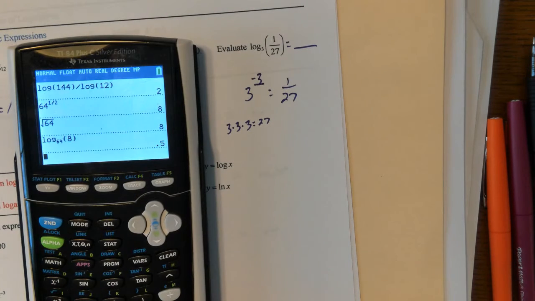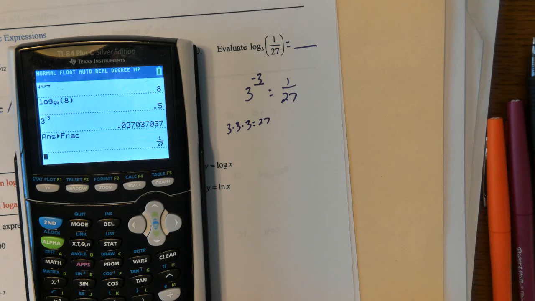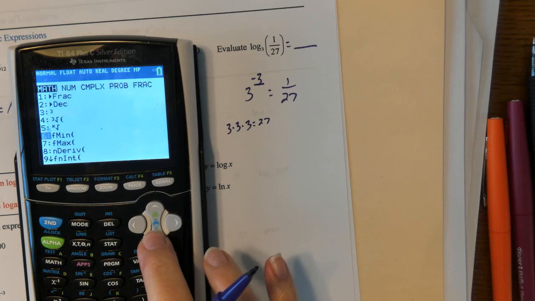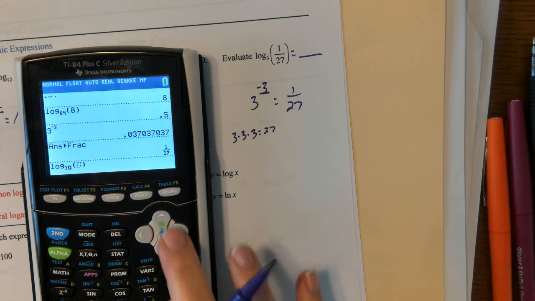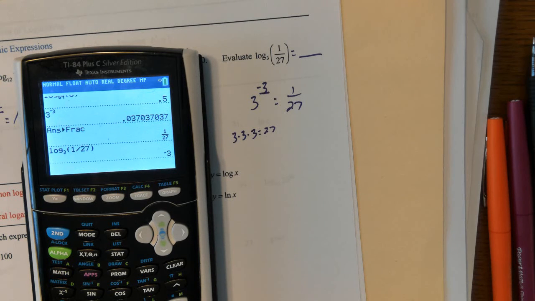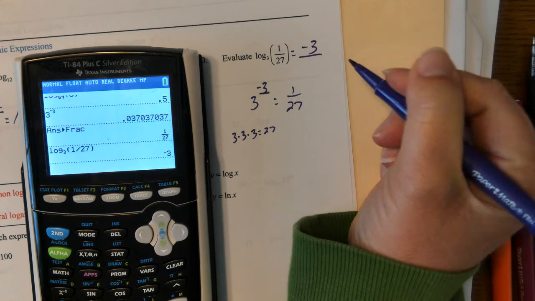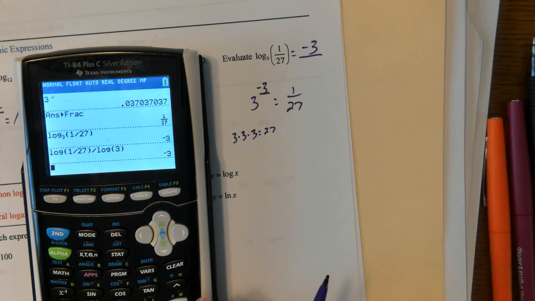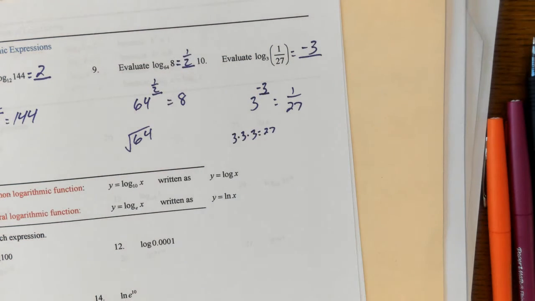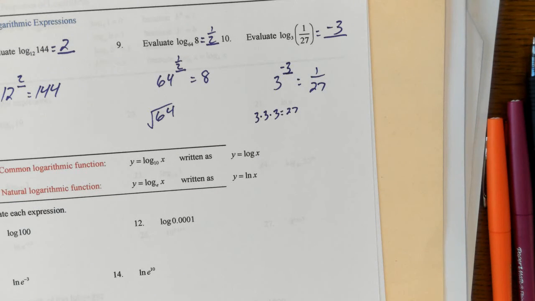Okay? In fact, if you type 3 to the negative 3 in your calculator, it gives you a decimal, but if you convert that to a fraction, you do get 1 over 27. If you went to math, log base 3 of 1 over 27, it will tell you that that answer is negative 3. So we were correct. Remember, if you're using an 83, you would have to hit log of 1 over 27 divided by log of 3, and it will give you that correct answer.